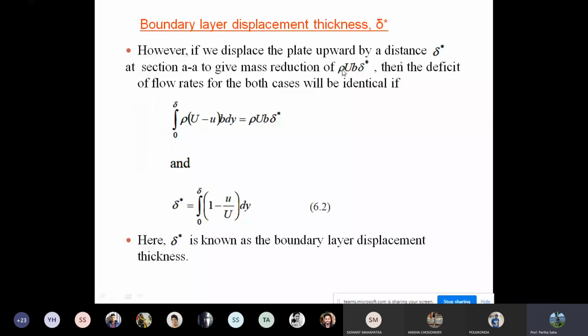If you displace the plate upward by a distance delta star to give a mass reduction of rho capital U B delta star, then the deficit of the flow rate for both cases would be identical. Then these two equations can be equated, and if you solve for delta star, the equation becomes like this. Here, delta star is known as the boundary layer displacement thickness. Since u is varying and dy is also varying, if you know the velocity profile, or a function of the velocity profile, you can calculate the boundary layer displacement thickness.